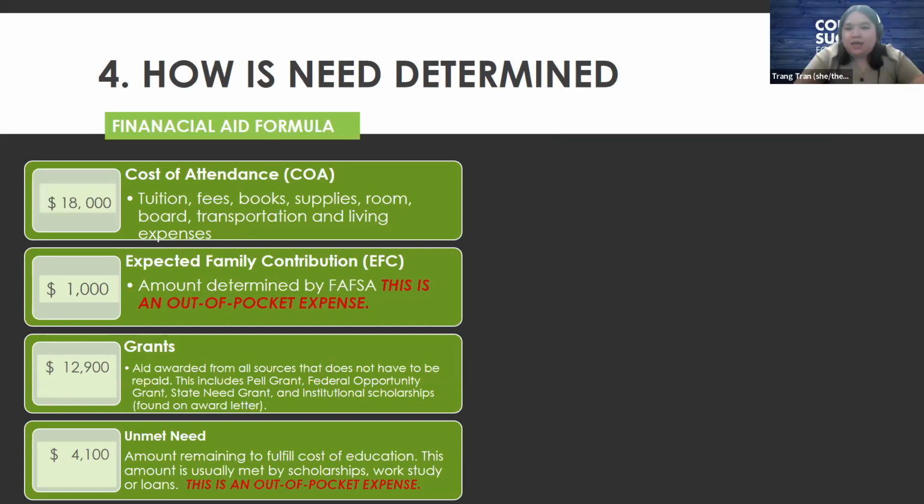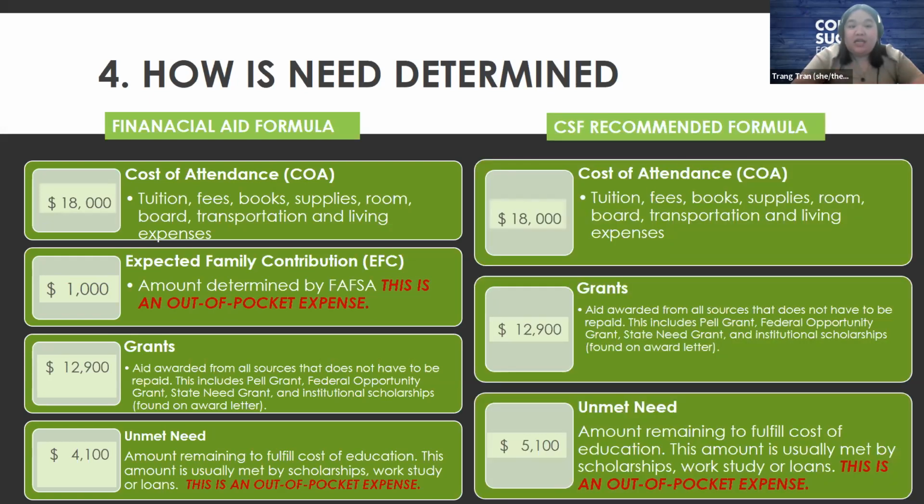All right, so here's the other formula. If you subtract the grants from the cost of attendance, that includes the EFC, right? And so the remaining unmet need is $5,100. So if you subtract 12,900 from 18,000, the remaining unmet need is $5,100. You can see from the financial aid formula, cost of attendance minus EFC, if you consider the grants, the unmet need would be $4,100. But if we use the cost of attendance minus free money, then you can see there's an unmet need of $5,100, which includes the EFC.